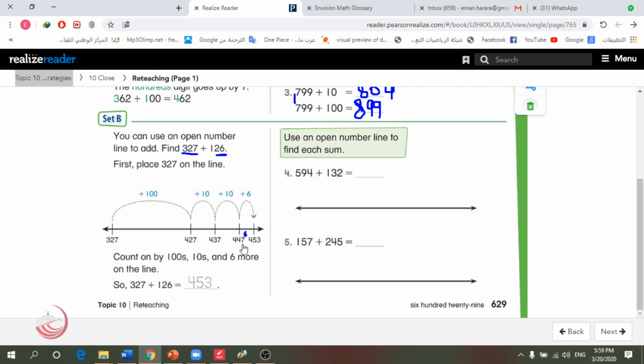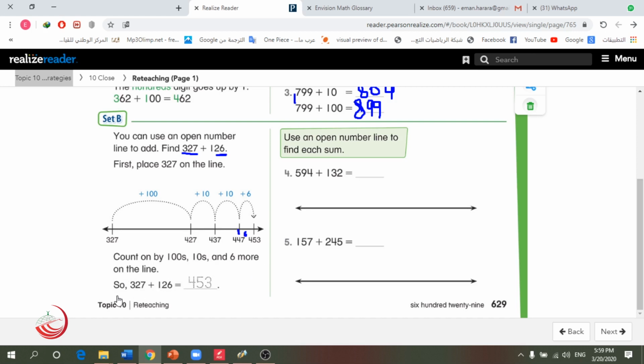6 plus 7, it will equal, I will put the 7 in my mind. What comes after the 7? 8, 9, 10, 11, 12, 13. I will write the 3 here, and the 1, I will put it on the 4, it will be 5. Count by hundreds, tens, and 6 more on the line.